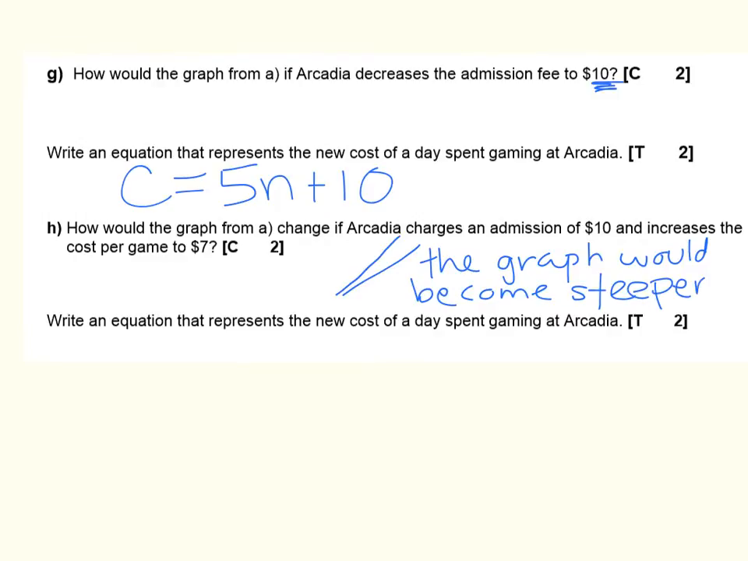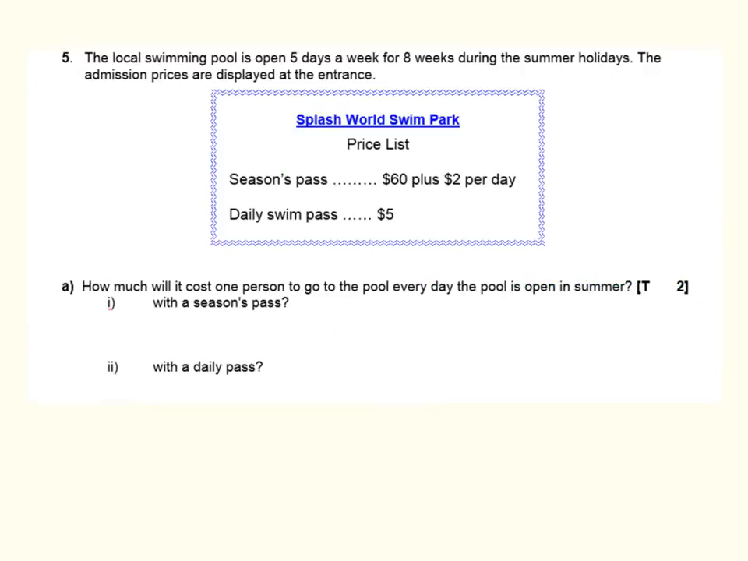And the other part of 4HX tells us to write an equation that represents the new cost of a day spent gaming at Arcadia. So the new cost would be C equals, my cost per game changed to $7 per game, so my slope is now 7 instead of 5. And it says here admission of 10, so my initial fee is $10. And my new equation would be C equals 7n plus 10.